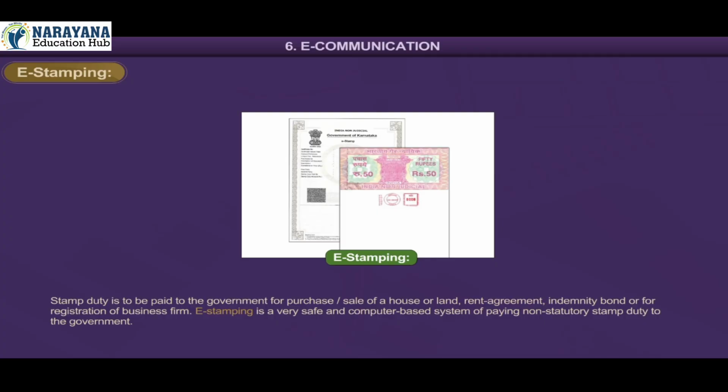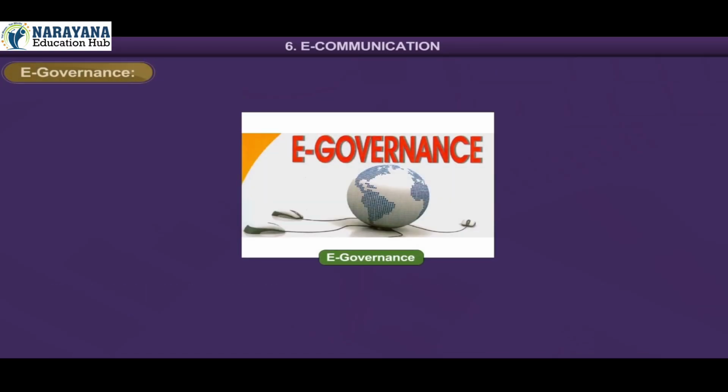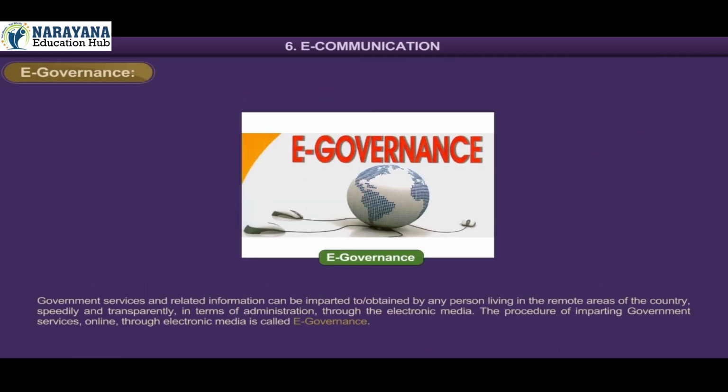E-governance. Government services and related information can be imparted to or obtained by any person living in the remote areas of the country, speedily and transparently in terms of administration, through the electronic media. The procedure of imparting government services online through electronic media is called e-governance.